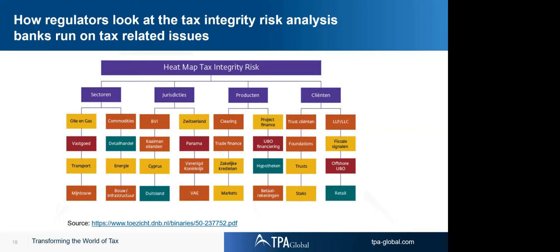If the oil and gas company is located in the Cayman Islands, so jurisdictions, if it uses a UBO financing as the product from the bank, and if the client runs it, say through a trust, then obviously you create a very high risk profile, and suddenly this first set of data points on know your customer also starts visualizing some sort of value chain and how the flow of money runs. So this is how banks are imposed by the central bank to watch out for the tax integrity risk on their clients.